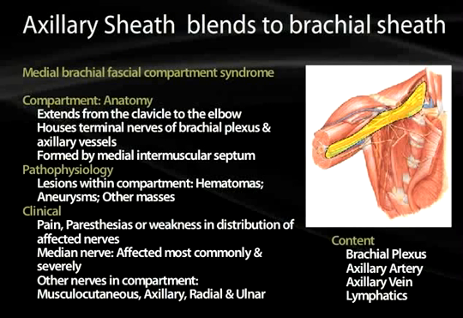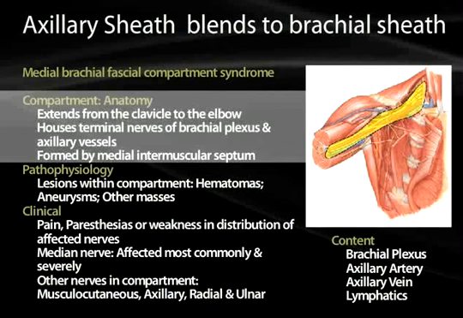And you can even see the pectoral branches coming into the pectoralis minor and pectoralis major coming through the axillary sheath. The sheath is going to blend down into the brachial sheath as a continuation of it, and it's going to give off brachial fascial compartments that can be involved if blood flows into that space.